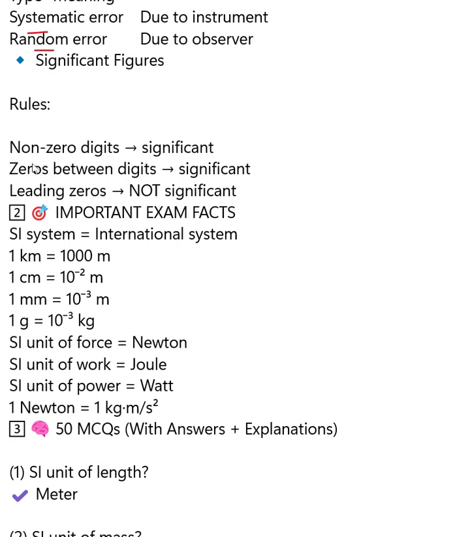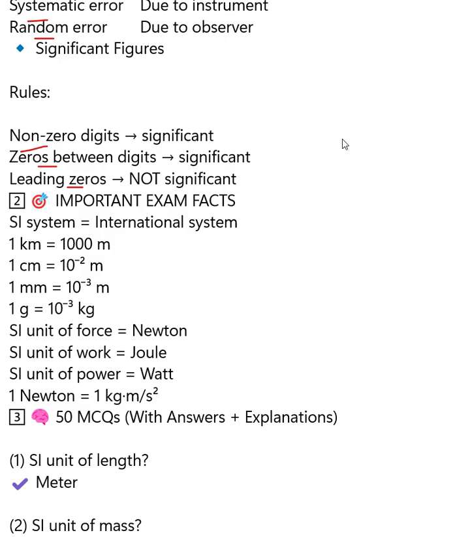Significant figures: non-zero digits are significant and zeros between the digits are also significant, but leading zeros are not significant. So let's take an example. 54 is a significant figure, and if we say 504, this 0 is also significant because it comes between the digits. And if we say 54100, these zeros are not significant.